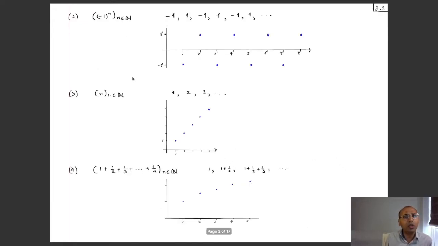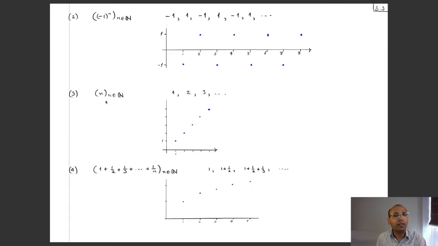Here is one more example of a sequence where the nth term is given by minus 1 to the power n. So the terms of the sequence, if n is odd, is always minus 1, and if n is even, it's always plus 1. So the terms alternate, minus 1, plus 1, minus 1, plus 1, and so on. And the pictorial representation of the sequence in terms of its graph then looks like this. It starts at minus 1, 1, minus 1, 1, and it keeps toggling between these two values.